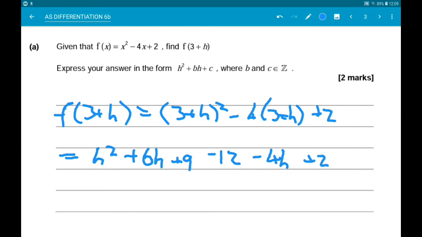So, that gives us h squared. Now we have 6h minus 4h, so that's 2h. Now we have 9 minus 12, which is minus 3, add 2 gives us minus 1.